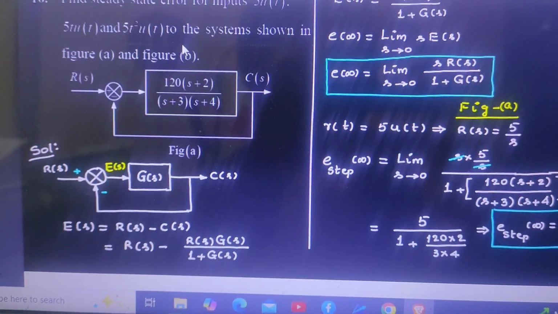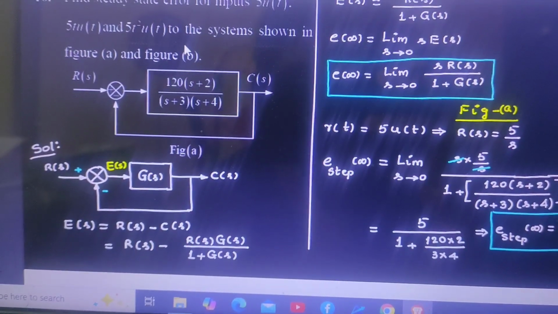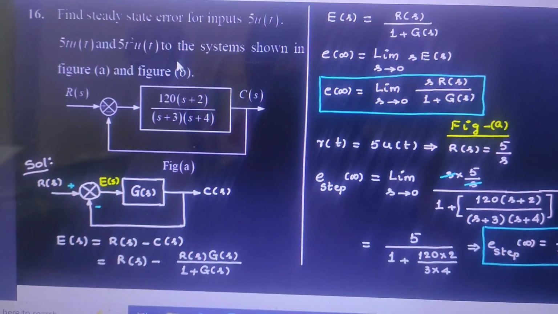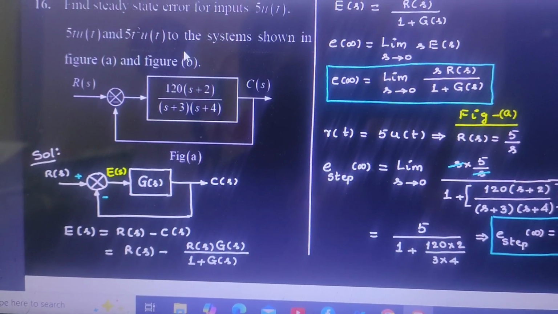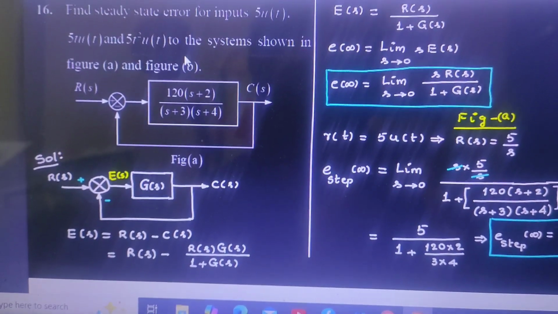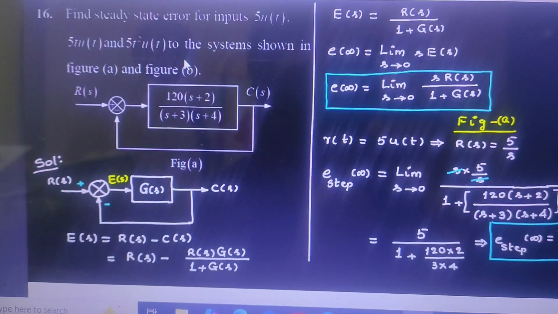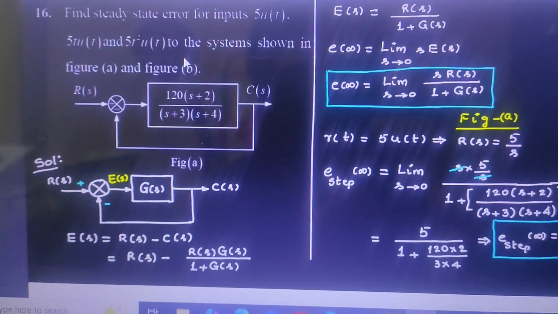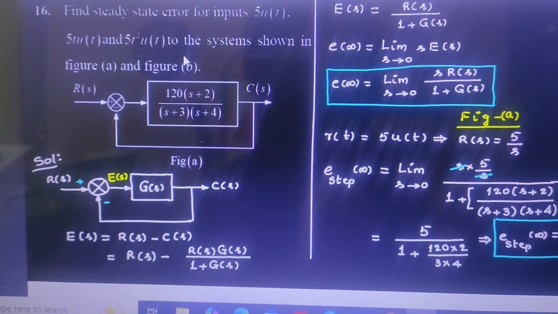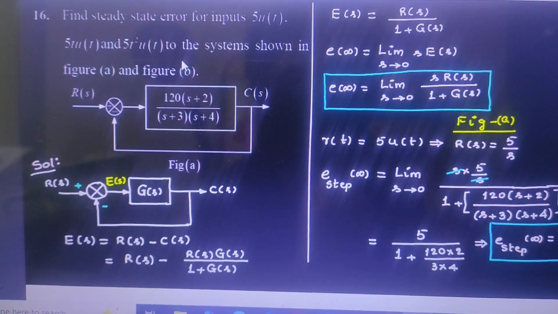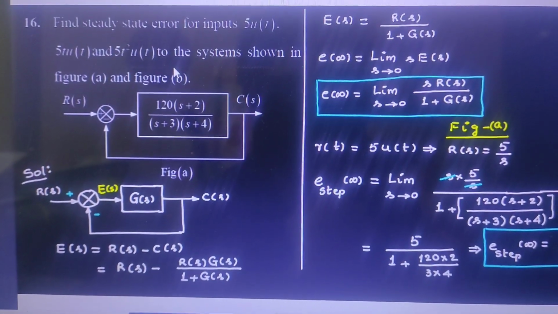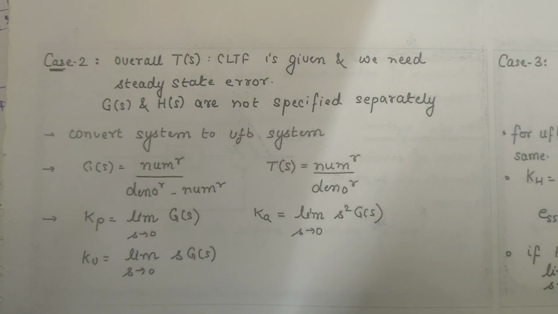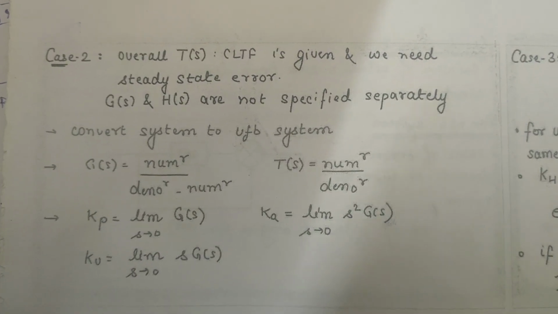take the open loop transfer function G of s H of s, then substitute the values the same way to find Kp, limit s tends to 0 G of s; for Kv, limit s tends to 0 s into G of s; for Ka, limit s tends to 0 s square into G of s, and find the steady state error. And this is case 2.